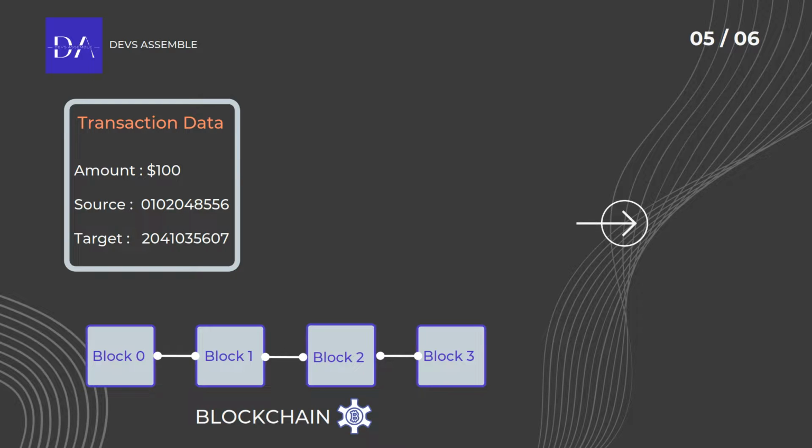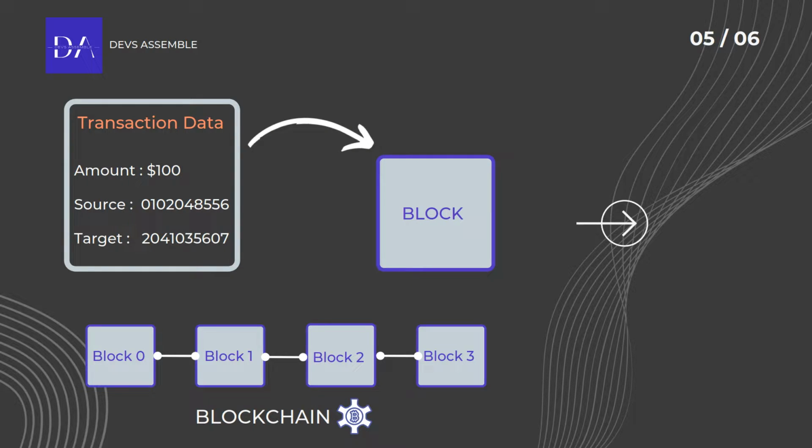So every time you make a transaction, your transaction data will be written or stored in a block. And then this block is going to be added at the very end of the blockchain. Since we basically have a chain of blocks over here, that's why we call it a blockchain.